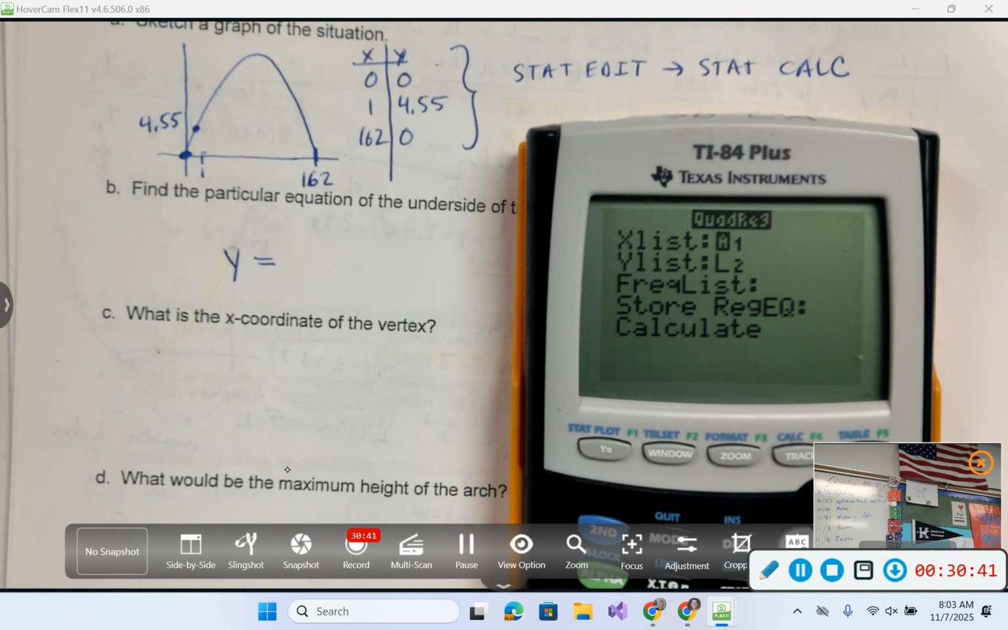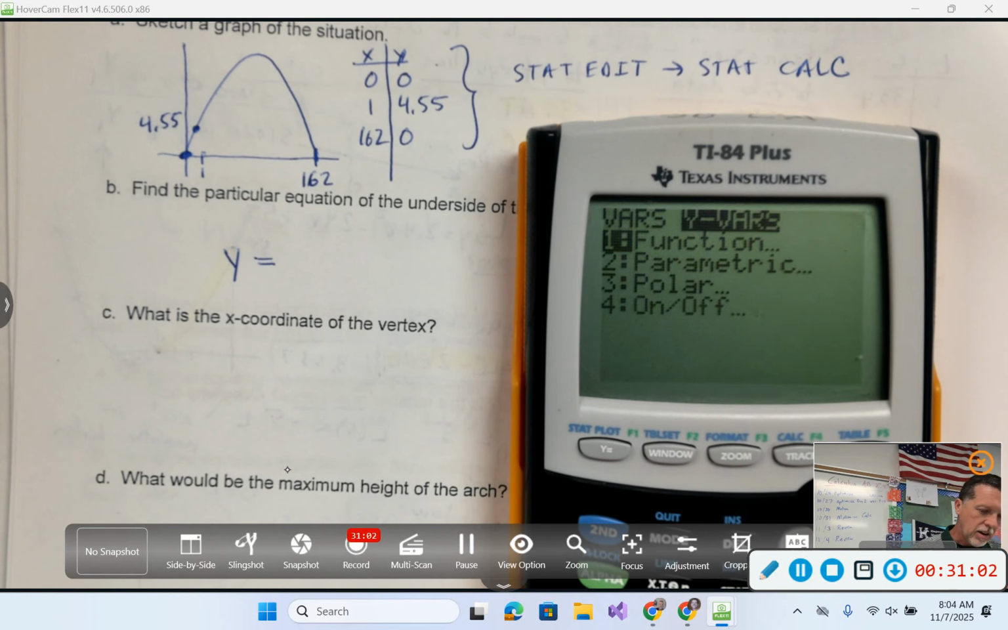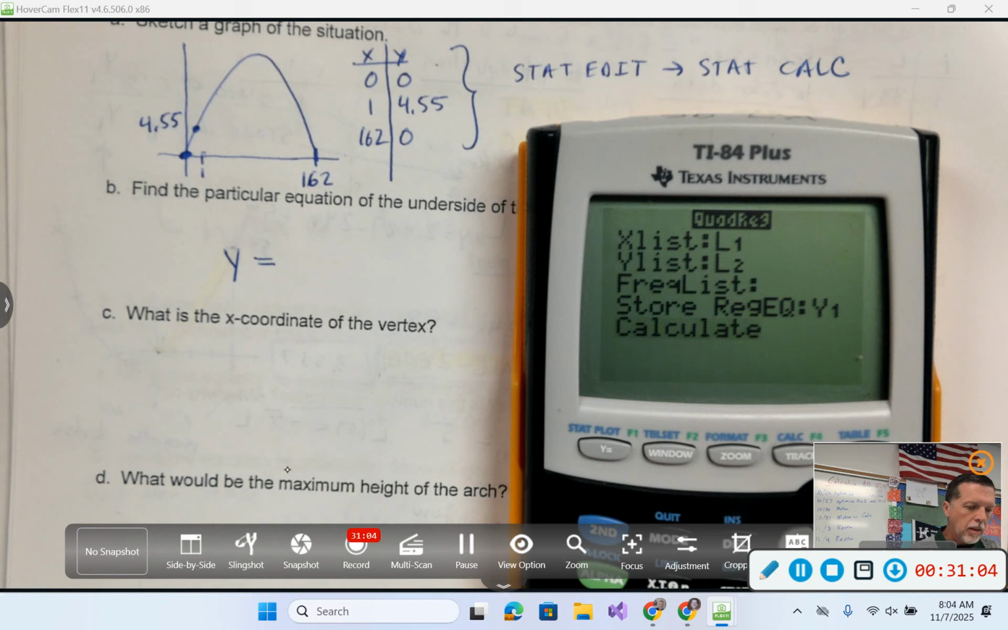And there it is. It works, but yours, it's like an operating system thing. Yours has an earlier operating system that won't do that for you. So if you don't have that option, if it just says quad reg, hit enter, and it'll spit it out for you. You have a special calculator. You got a special calculator. Supposed to have the E.